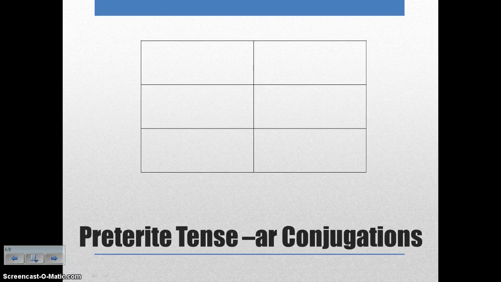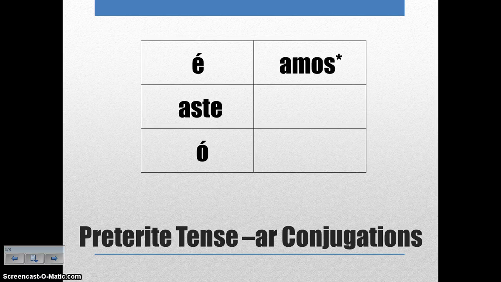All right, here is our new set of endings. We've got é with an accent, aste in the tú form, ó with an accent in the él, ella, and usted form, amos in the nosotros form, asteis in the vosotros form, and aron in the ellos, ellas, and ustedes form.